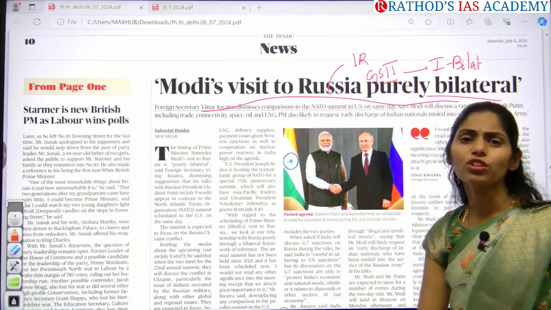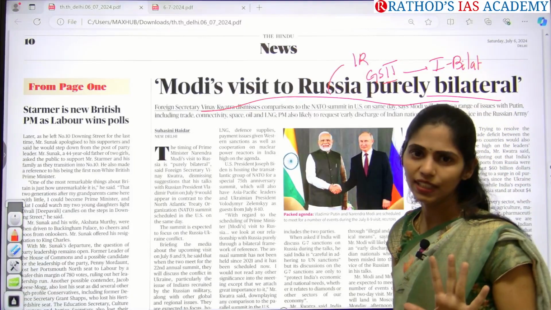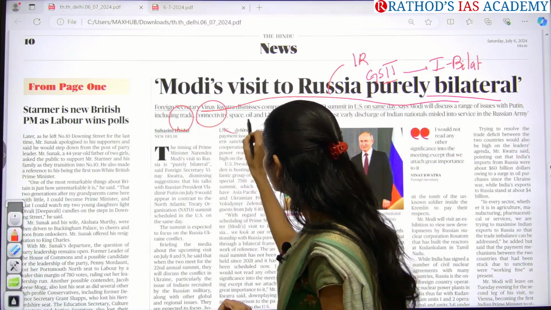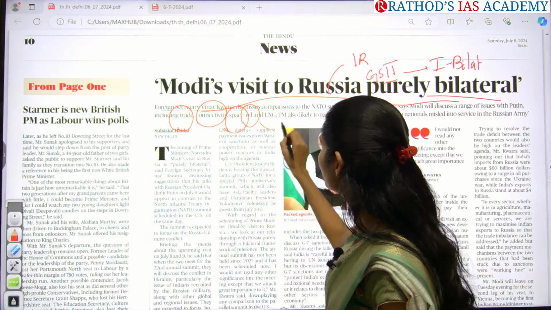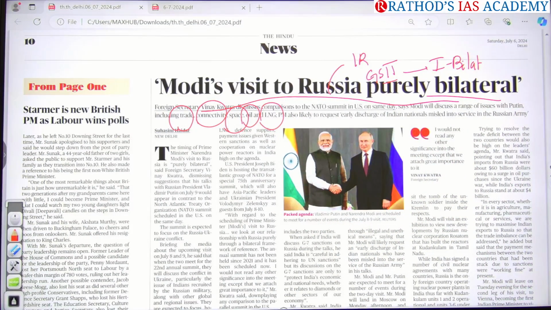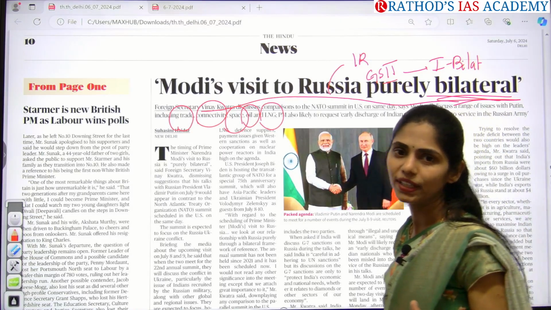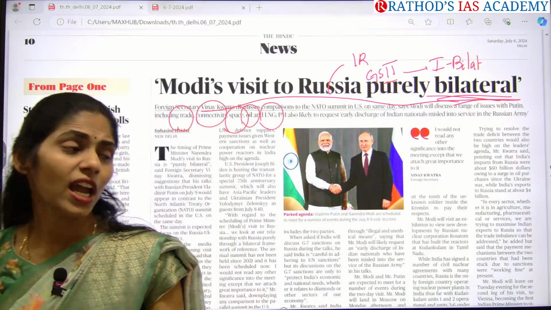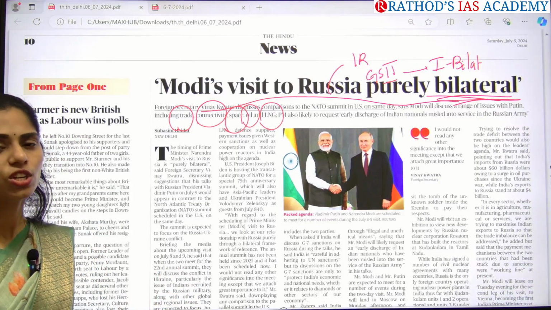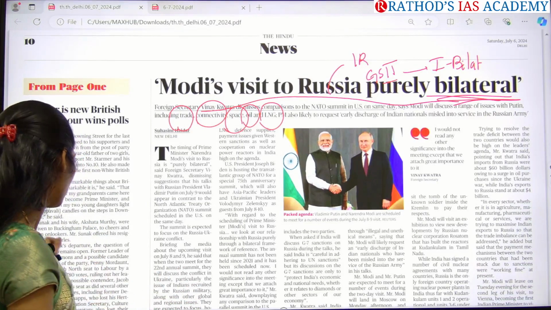They are going to focus on five important themes in this meet. The first is trade, second is connectivity, third is space, fourth is oil and fifth is LNG. Our Prime Minister is saying that whatever meeting we are going to have is purely bilateral, so we are not going to have groupings or group meetings here. Once this meeting is done, we will get lots and lots of articles regarding this, and there we will have our discussions.